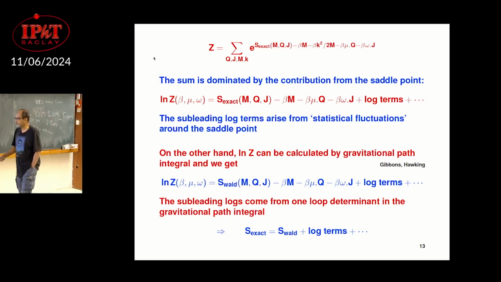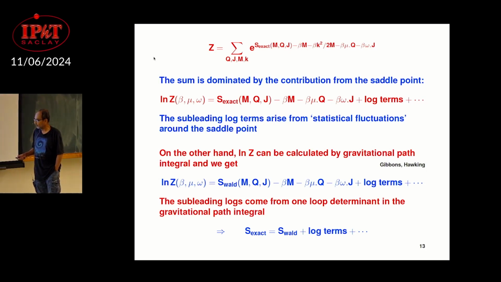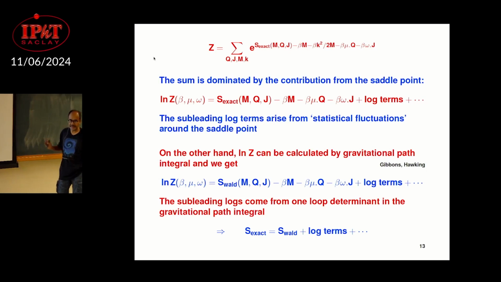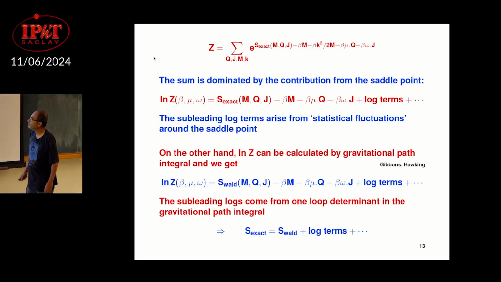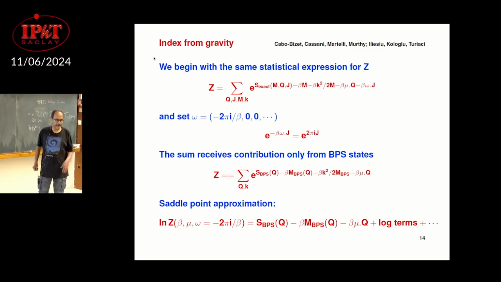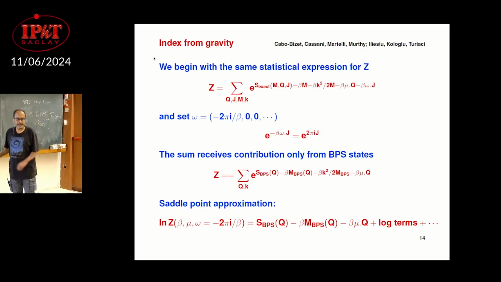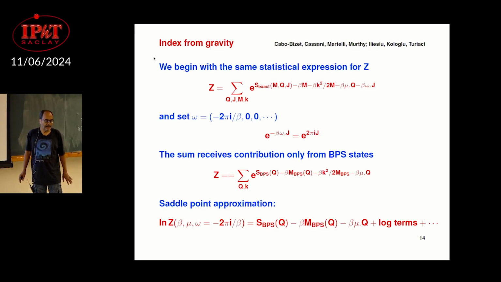And this procedure has been used earlier to compute the logarithmic corrections to various non-supersymmetric black holes. So far I have not said anything about supersymmetry. This is just the standard gravitational path integral. Now we are going to do something slightly different. Instead of trying to compute the gravitational path integral directly, we will try to compute a modified version of the gravitational path integral that gives the index.